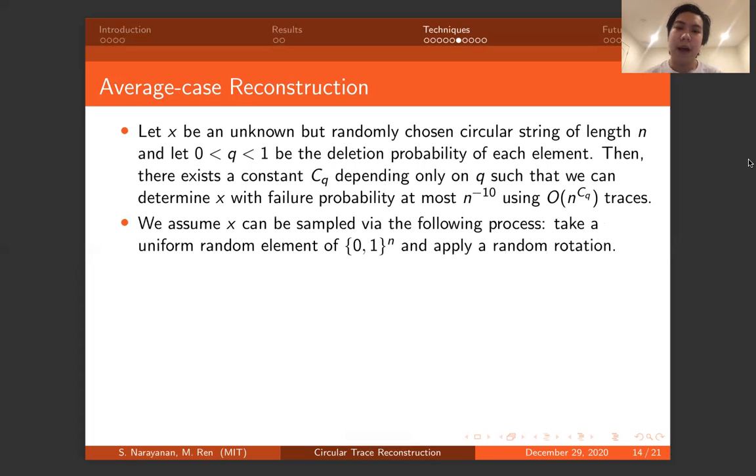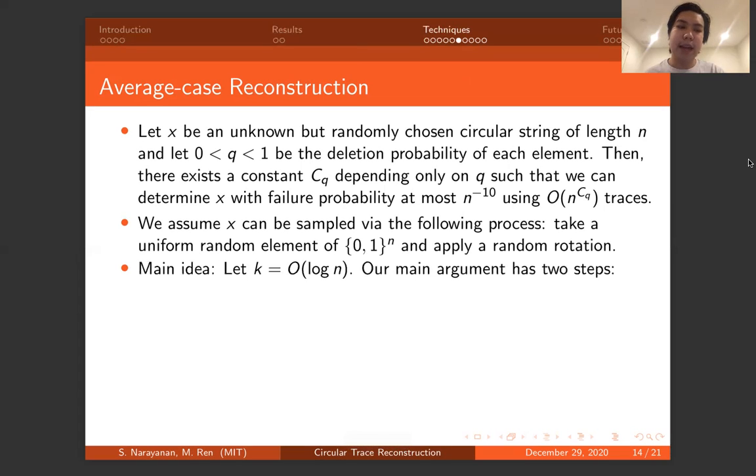By random, we're going to assume that we can sample x using this process where we take a random linear string and we just apply a random rotation, or we just wrap it around. While this distribution is not quite uniform on all possible circular strings, it's close enough, and our arguments are easily modified to work for that case as well. So for ease of presentation, we're going to assume that this is how we're sampling x.